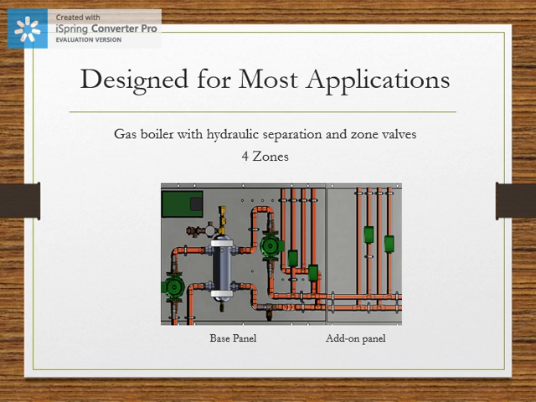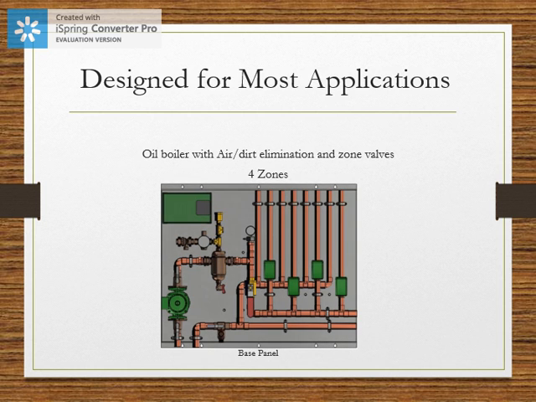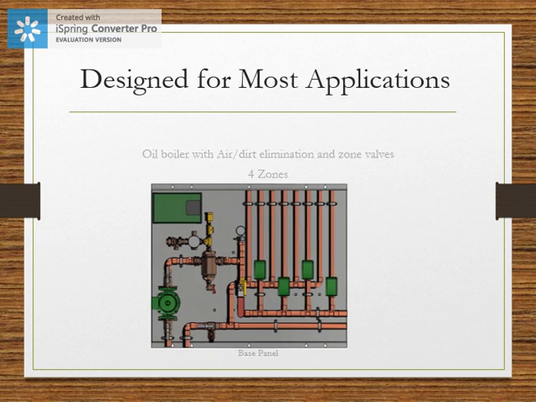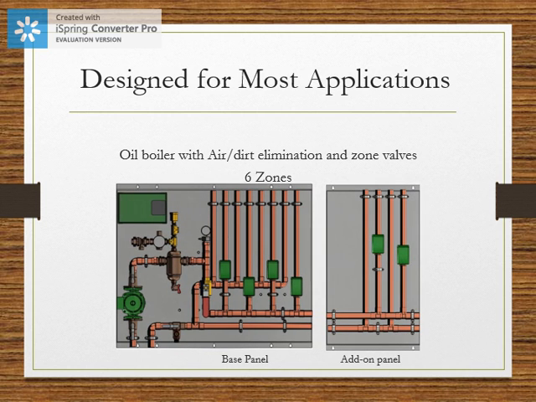Now, if you like using zone valves, this panel would be used for a condensing gas boiler and has 4 1-inch zones. These were just a few of the combinations you can select from. As you can see, we have the common applications prefabricated and ready for your projects.